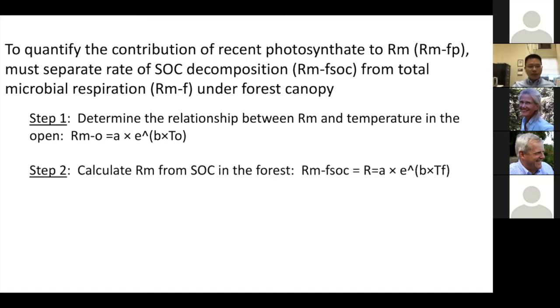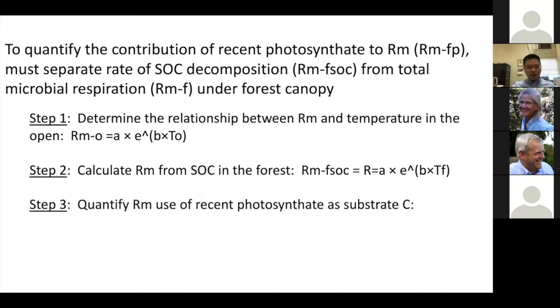The second step, I use the temperature in the forest, and then we calculate the RM from the SOC in the forest. And the third step, I used the difference between the RM in the forest and the RM from the SOC in the forest to quantify the RM use of the recent photosynthate as the carbon substrate.